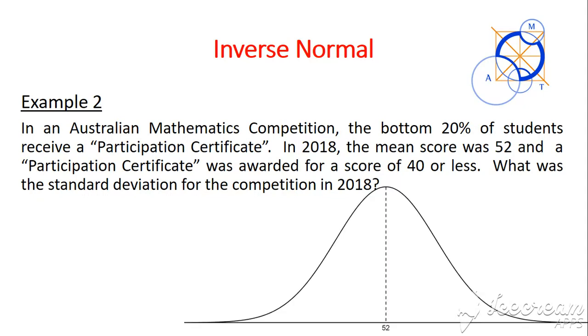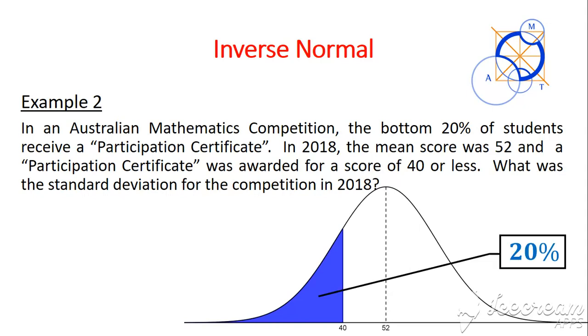Well, again, it's normally distributed. So here's our normal distribution curve with 52, the mean, in the middle. And here is the score of 40. And we've colored in all the people that are less than 40 that get the certificate of participation. Right, well, this is 20% of people. So therefore, this region must be 30% of the people because 30 and 20 make 50%.